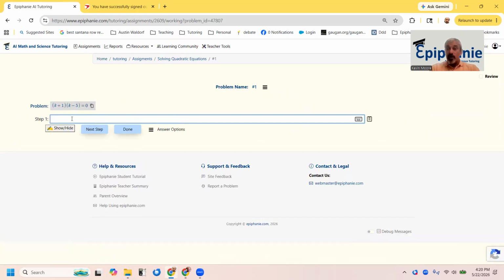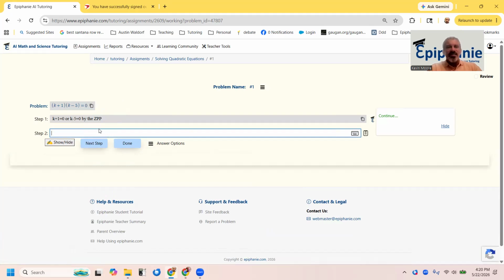So the zero product property tells us that if two things multiplied together equals 0, one of them has to be 0. So I'm going to start by entering just a statement here as a comment. I'm going to make this text, insert explanation, and I can type my text here. K plus 1 equals 0 or k minus 5 equals 0 by the zero product property. And it's going to record that as a note. It's not checking that at this point, but that's something that teachers and tutors can use to understand how well the student understands what's going on.